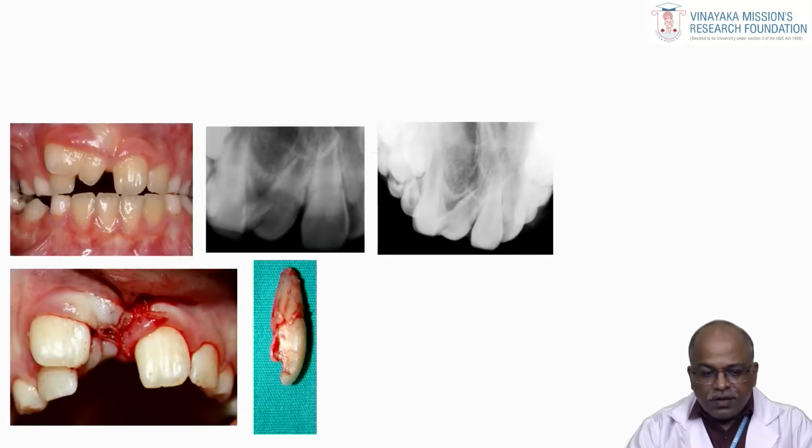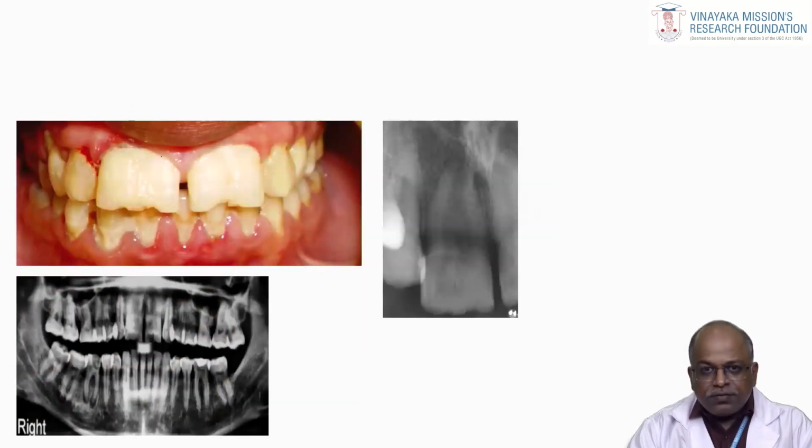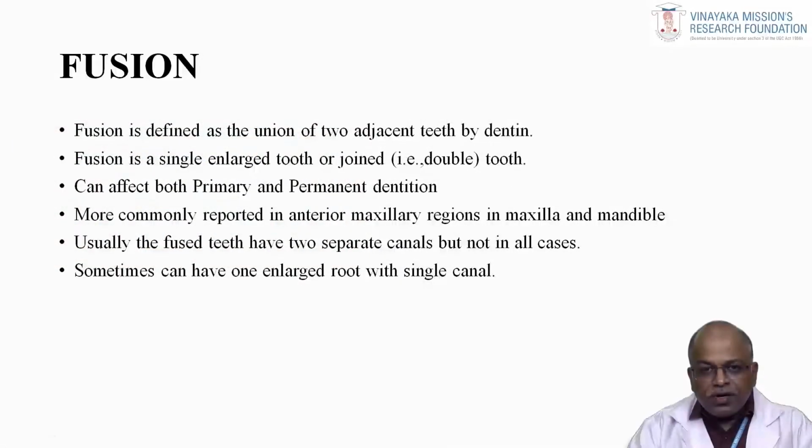This picture reveals a fusion of the crown of the central and lateral incisor. This is referred to as fusion of the teeth. Such fusion of teeth creates an unaesthetic appearance and needs to be treated. Fusion is defined as the union of two adjacent teeth by dentin.